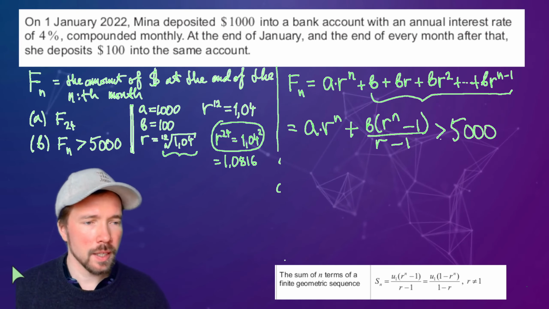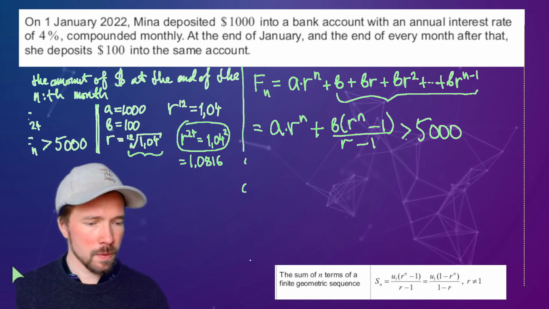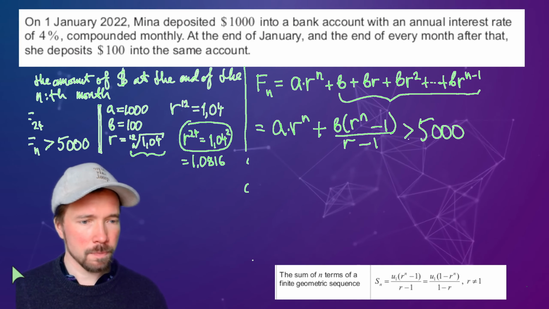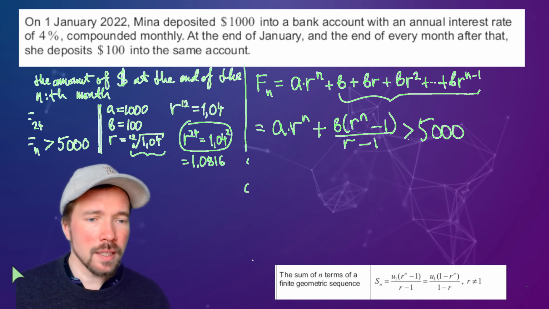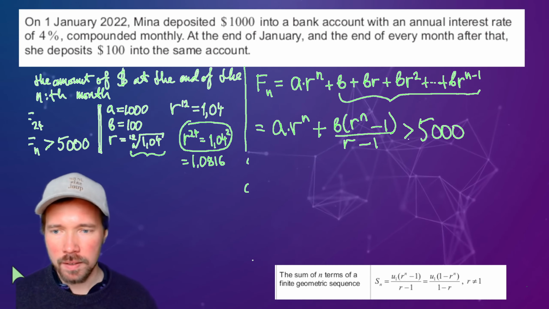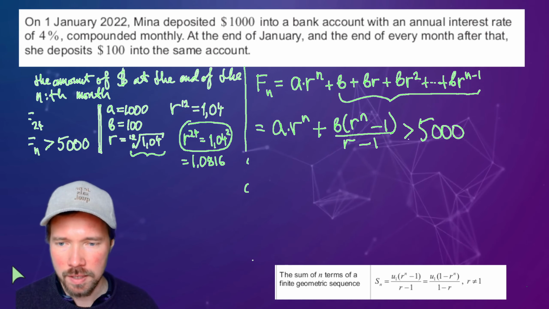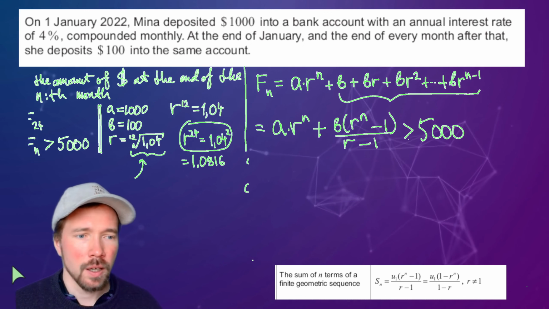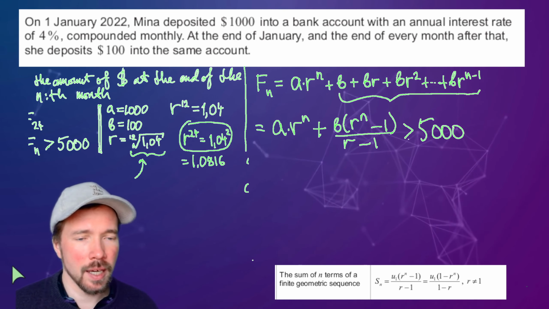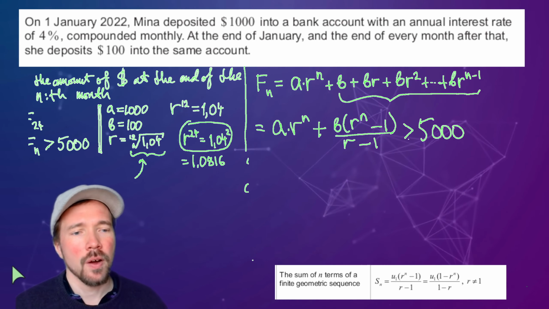Let's solve this inequality. Let me move stuff a little bit to the left just for now. We need to solve for n. We know a is 1,000, we know b is 100, and we know r is this 12th root. So we know everything except n, and so we have to solve for n.